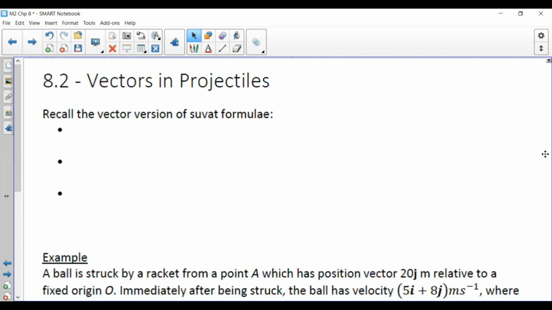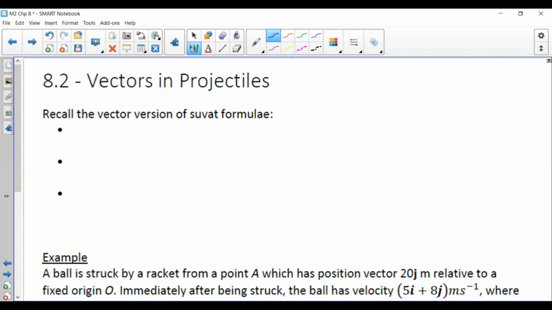This lesson, we are looking at 8.2 vectors in projectiles. To be honest, this is not too far away from what you've learned in chapter 6 about projectiles. We can still use the same method, but the difference here is one is given in vectors instead of giving it in u, like a u cos theta, u sin theta. It's very different. You can see the vectors involved. And second one is about the position vector being relative to one point and the other.